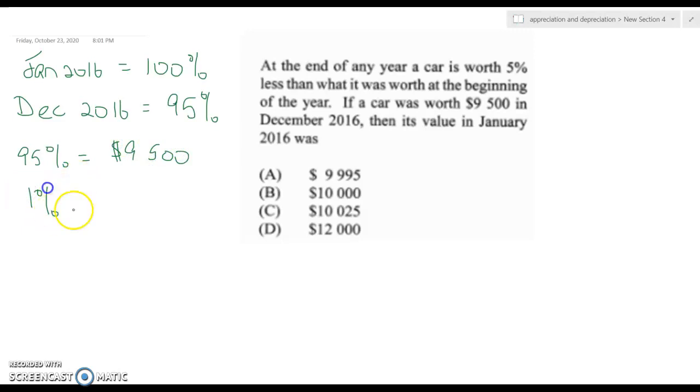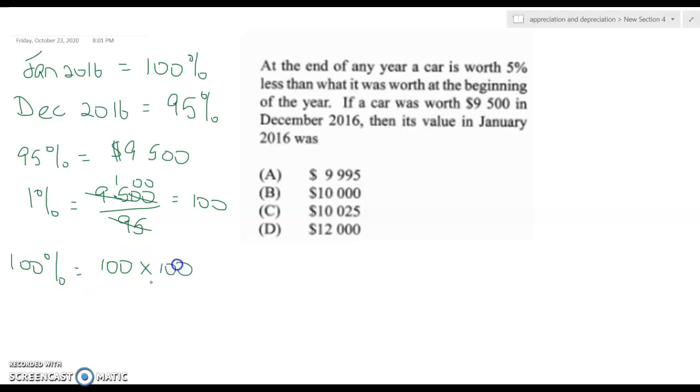Find for 1%, which would be 9,500 divided by 95. You could cancel, and we would get 100. We want to find for 100%, how much it was worth in January. So that'll be 100 times 100, and we will get 10,000. And that's my answer, right?